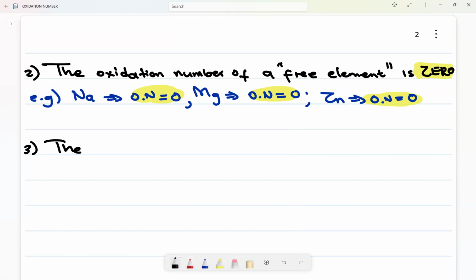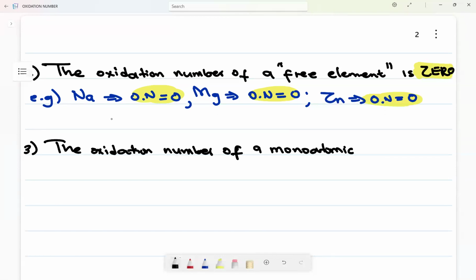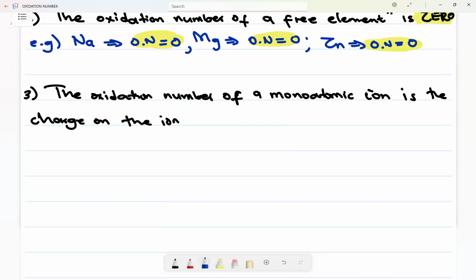Now we say in number 3, the oxidation number of a monoatomic ion is the charge on the ion. Big words. Now I'm saying the oxidation number of a monoatomic ion. Remember, mono means one. So a monoatomic ion is the charge on the ion.